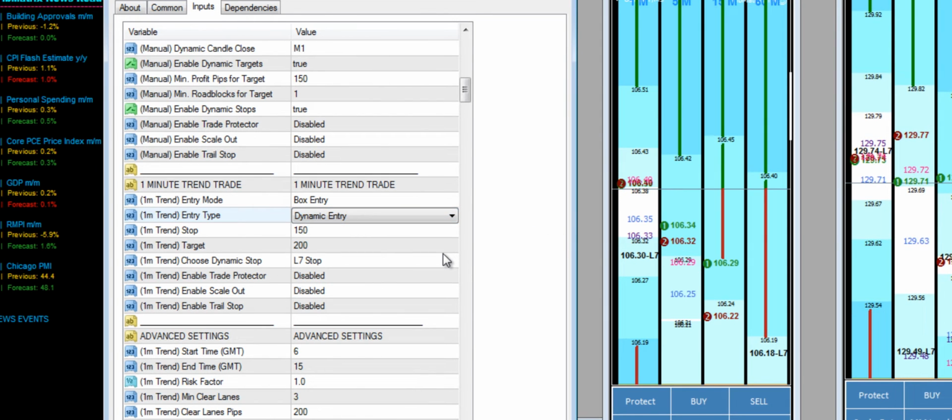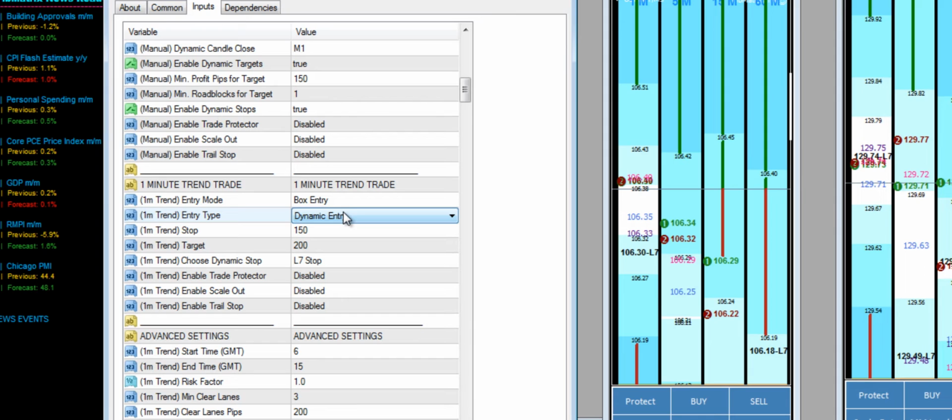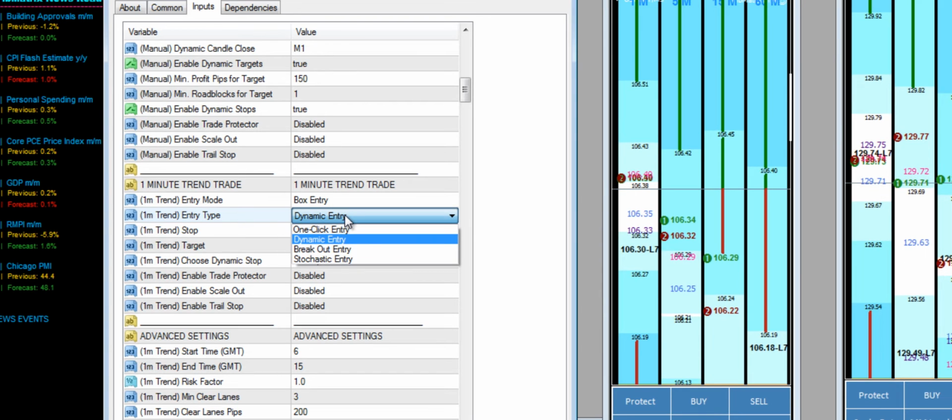Okay, I did forget to talk about one thing. A lot of you guys have asked how we use the stochastics and stuff, and you're about ready to see. So entry types, I forgot I did add a few more entry types. I've been busy. I don't just have the dynamic entry and the one-click entry. These other entries are sort of dynamic type entries.